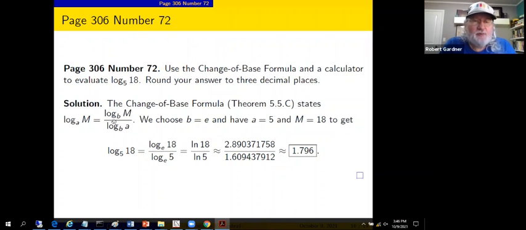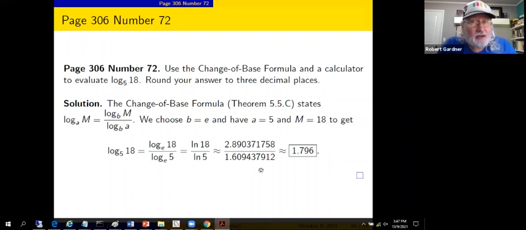So on the right-hand side, we'll have log base E of M, 18. In the denominator, log base E of A, which is 5. The base on the left-hand side is 5. Notice that base appears inside this log function on the right-hand side. If you like, we could write that in the natural log notation, natural log of 18 divided by the natural log of 5. And from here on out, it makes no particular intuitive sense.